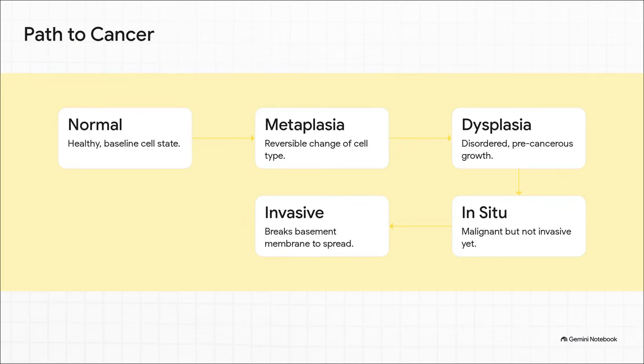This actually creates a very specific sequence you need to memorize. We start with normal tissue, move to metaplasia, and then into dysplasia. With each step, things are getting progressively less controlled. Now, once you progress past dysplasia into carcinoma in situ, the cells are frankly malignant, but they are in situ, which literally means they're still in their original place. They haven't broken through the basement membrane. The definitive crossing into invasive cancer happens at the exact second they break through that basement membrane, because that's when they gain access to the blood vessels and lymphatics.